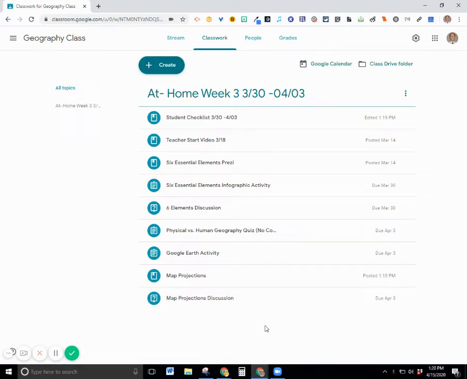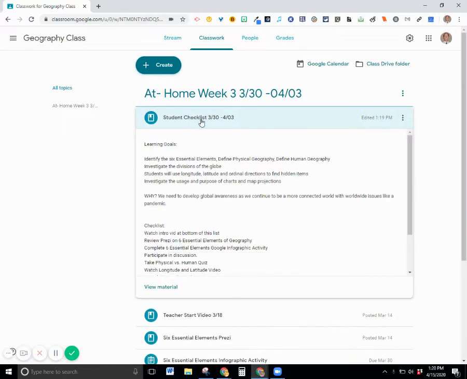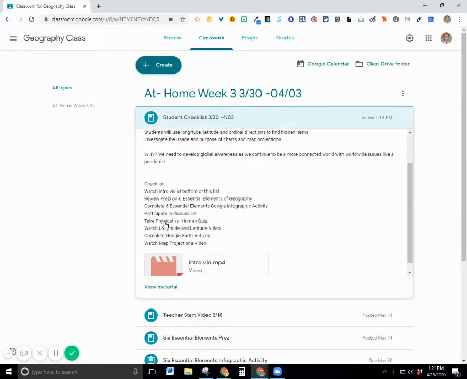So right here I have one topic. This is a topic I've created for this week. And then to begin with, at the top, I have a checklist. The learning goals are right there. There's also an area that helps the student understand why they're spending time doing these things. And then there's a checklist of all the things they need to do for that week.